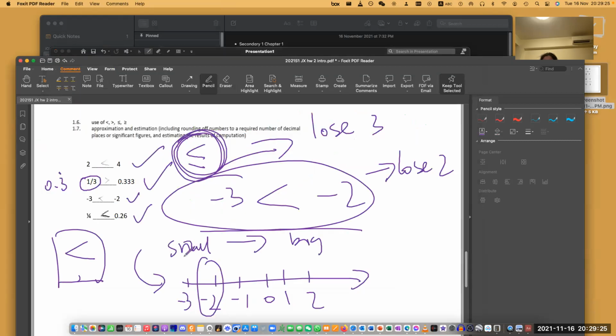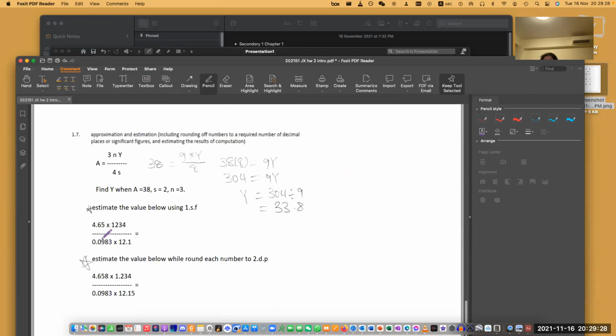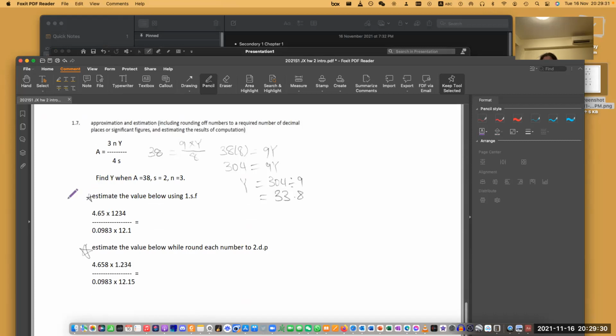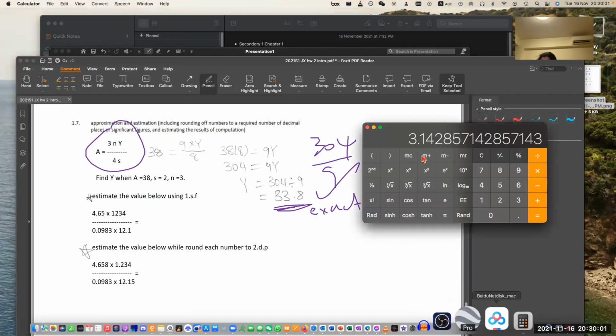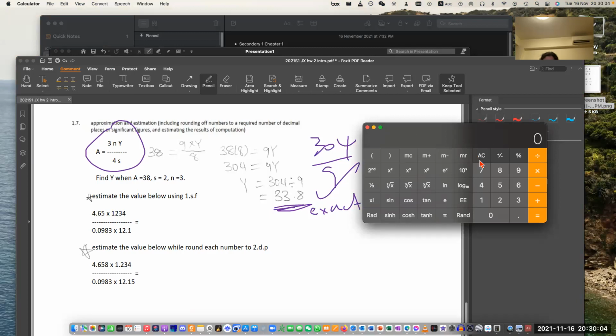Okay, next. This question. Over here, this one is very simple. You just replace all this, then you should end up with the answer. So in fact, 304 divided by 9. Is 33.8 the exact answer, or did you round it? Did you round this, or is it 33.8? Looks like you have rounded this answer already. Okay, you rounded it.